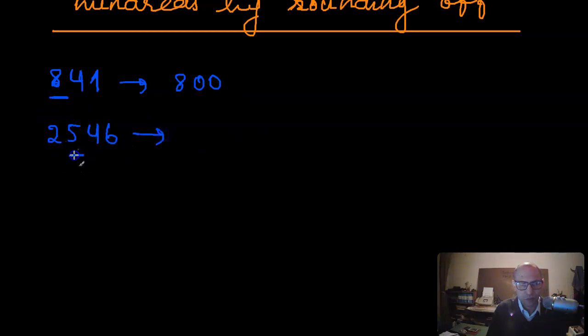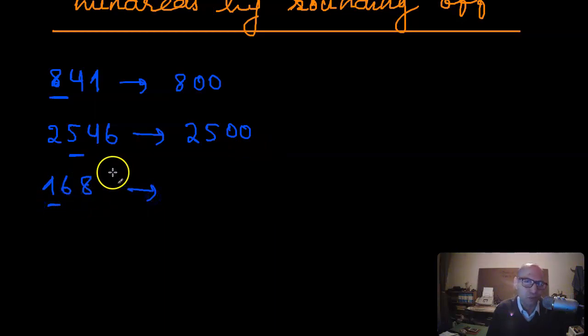Now we can take a look at some examples. Let's say you have the number 841. Rounding to the hundredths place value, there's a 4 over here, less than 5, which means that the number becomes an 800, right? Or, for example, 2,546, rounding to the hundredths place value. There is a 4 over here, so you would round down, and the number becomes 2,500. Or 168, rounding to the hundredths place value. There is a 6 over here, which is greater than 5. So you would round up, which means that it becomes a 200, right?